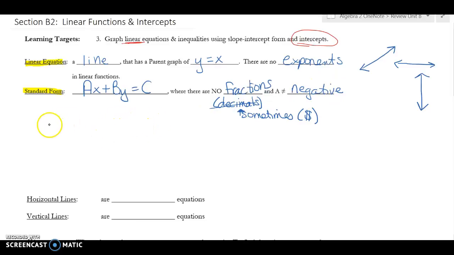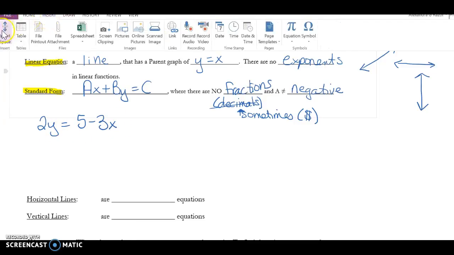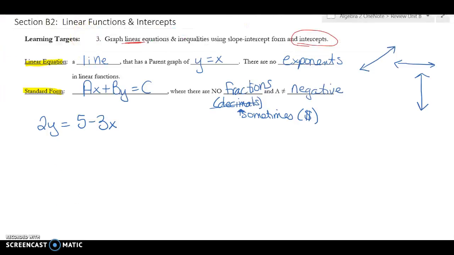Some examples: 2y equals 5 minus 3x. Let me give ourselves some space. What happens here is my x is on the wrong side, because it has to be x, then y, then equals, and this is just a number. I need to get this 3x over here, so I add 3x. 3x and 2y cannot go together, so I put it up front. And so I get 3x plus 2y equals 5. And so that's standard form.